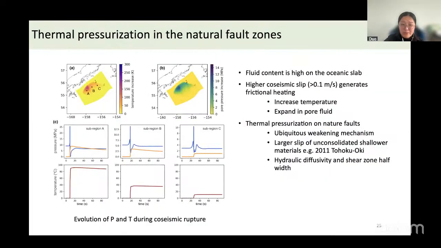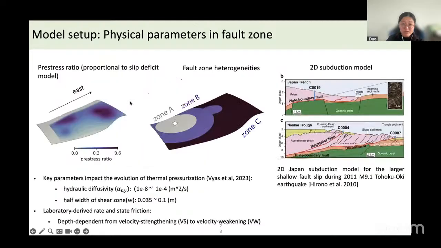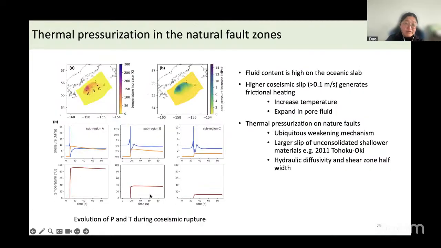We simulate the rupture and we monitor the temperature and the fluid evolution along the strike. A, B, C are three points we picked from the three zones shown here, and we found that zone A, because the parameter setup is different, has a larger temperature increase and a higher fluid increase.